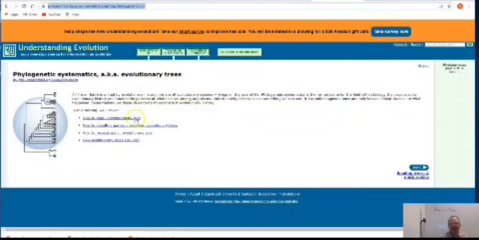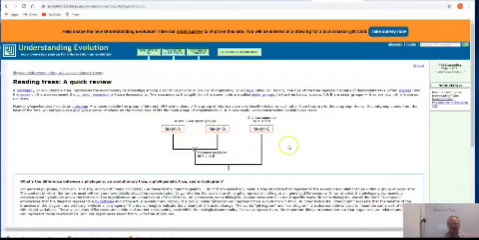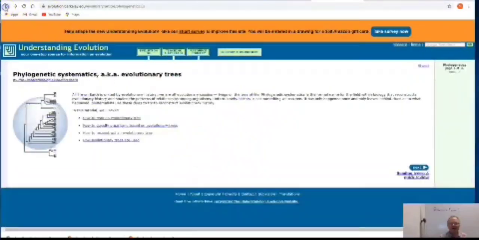So there are a number of links here. How to read an evolutionary tree. We've talked about this basically with the communicules lab. So you can go ahead and review that.